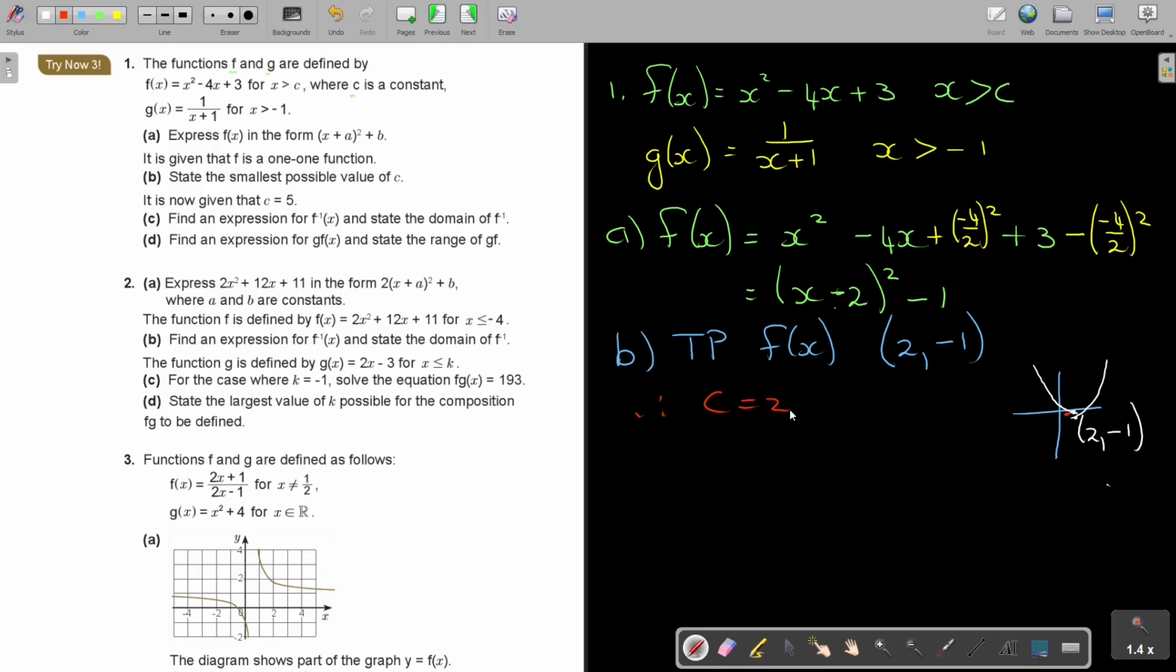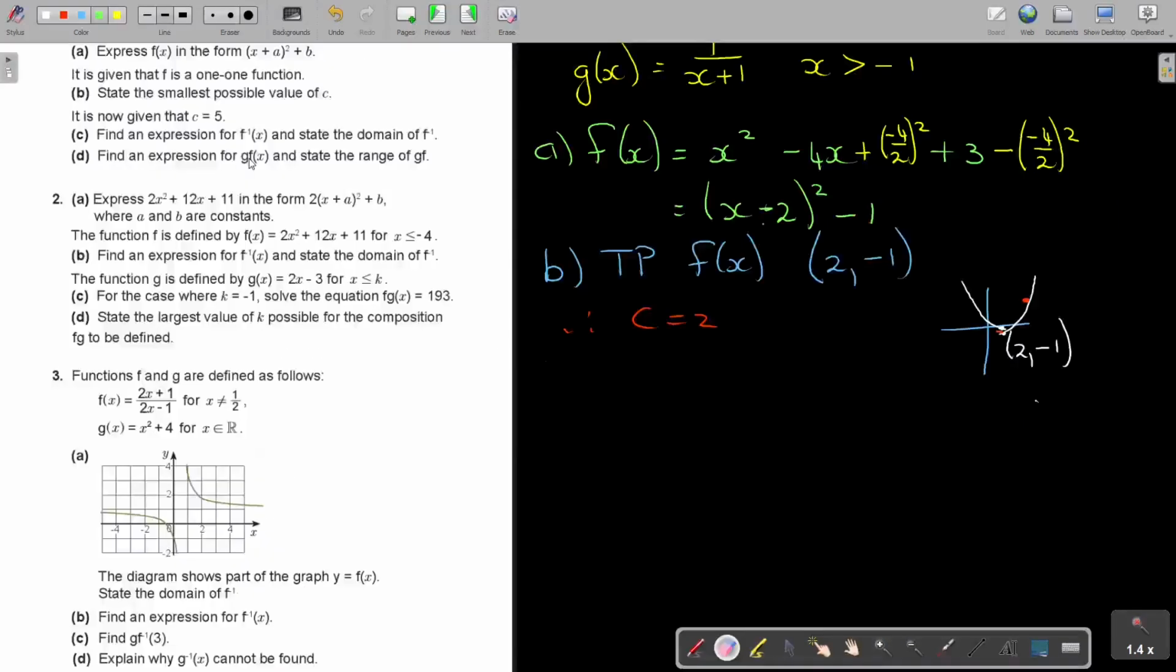2. So that's not the highest, because the graph is not going like this. It's going up. So the smallest will be that 2, at the turning point. Sorry, my point is not very nice there. It doesn't look like it's on the turning point, but it is. Okay, so let's start with number C.